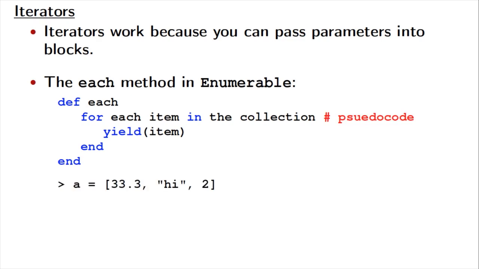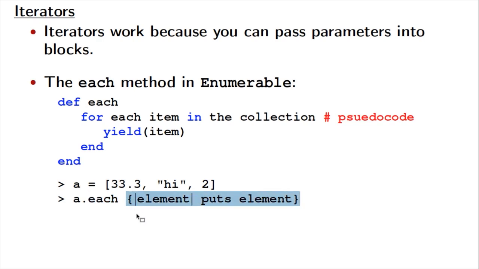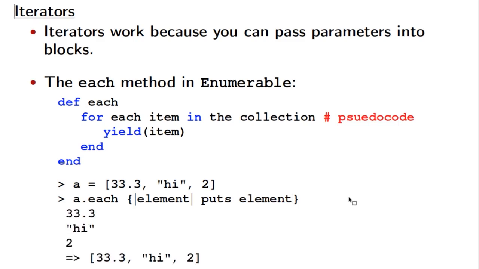Let's go back to that array I created previously. I can invoke an iterator on this array in this way. The iterator in this case is each. It's the function I showed you above. And here is the block of code that I'm passing into that function. And what's enclosed between the vertical pipes here is a parameter within my block. And that parameter is being used right here. So this is just going to print the elements of this array. And sure enough, it does that.